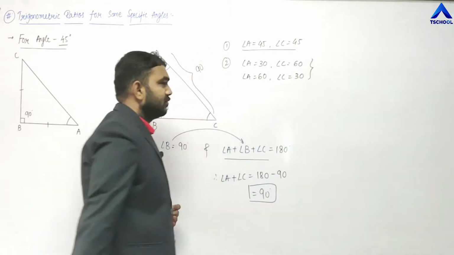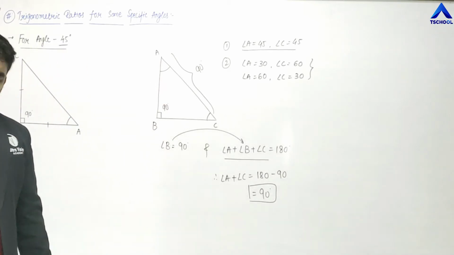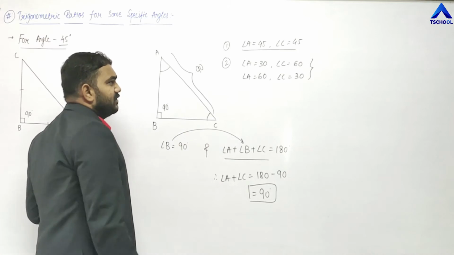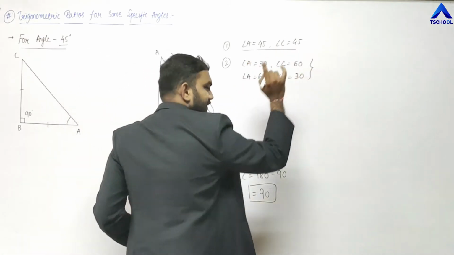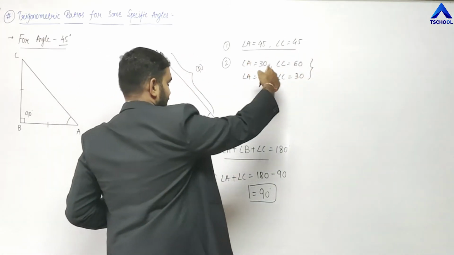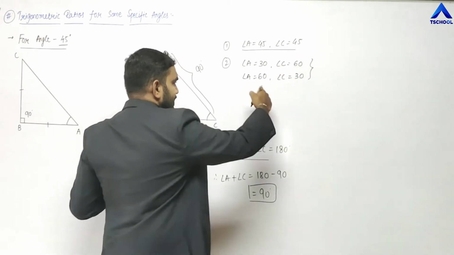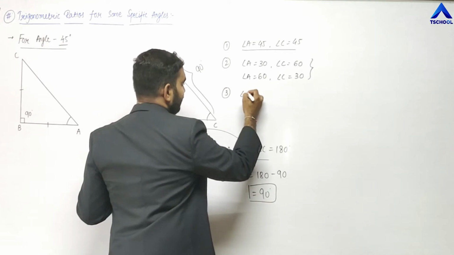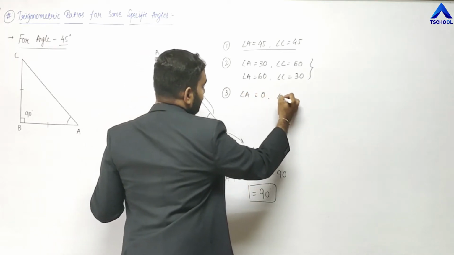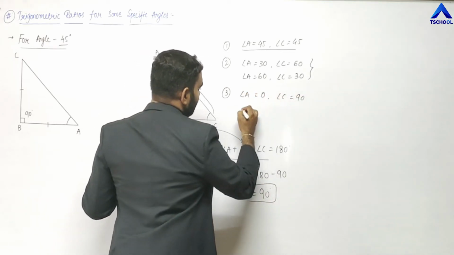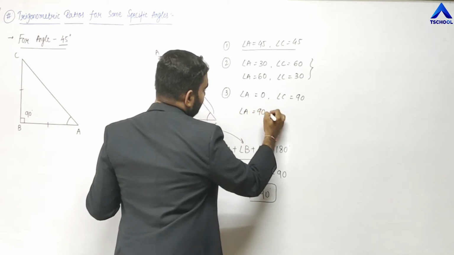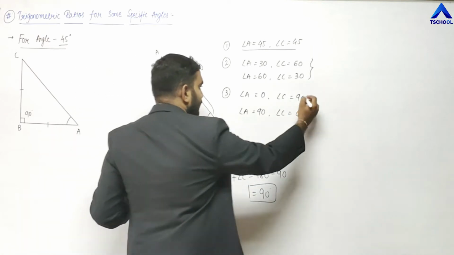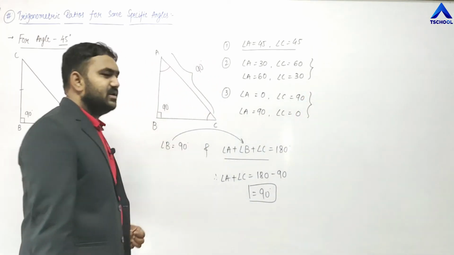In short, friends, the sum of angle A and angle C must be equal to 90. So you can check: 45 plus 45 is 90, 30 plus 60 is 90, 60 plus 30 is also 90. And the third pair is if I take angle A equal to 0, then angle C must be 90. Or if I take angle A equal to 90, then angle C must be 0. So this is the third pair that we are going to discuss here.